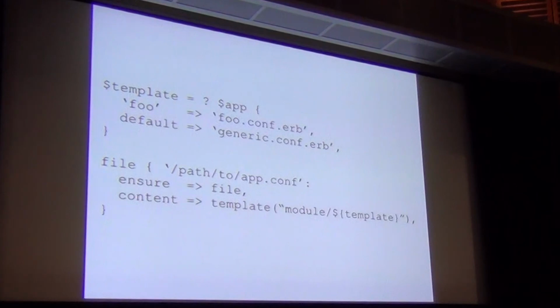Here's a way to move that business logic into the DSL. You just create separate templates and use a selector or something like that based on your app parameter. This isn't the best way to do it, but it's what would fit on the slide. So.